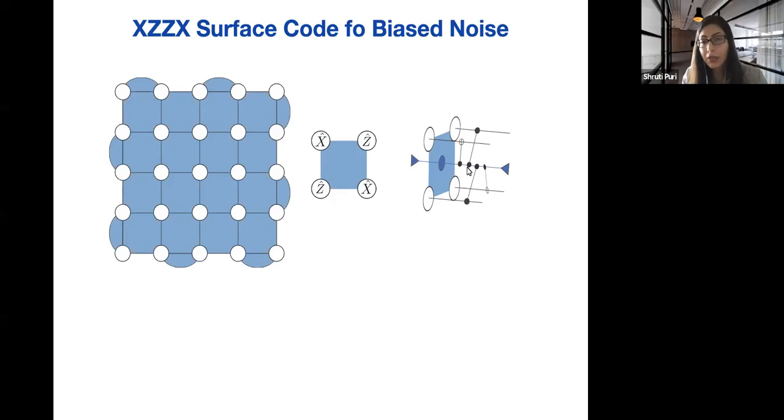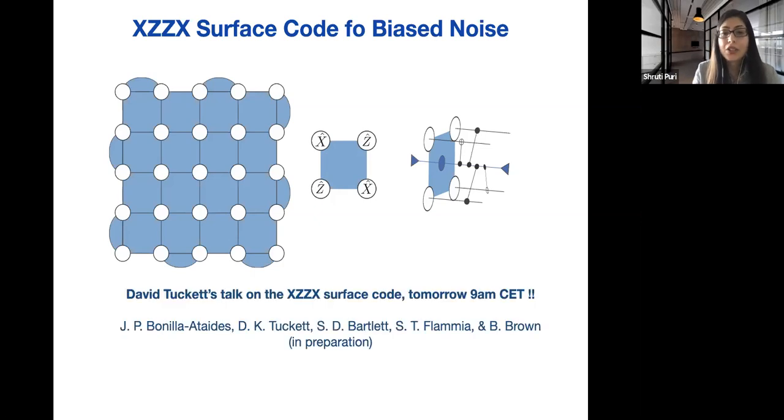You will see very shortly that this has an advantage, because if you think about circuit level noise in these bias noise qubits, the CZ gate is easier to do than the controlled-NOT gate. And so having fewer controlled-NOTs is an advantage. Okay, and again, David is going to talk about this XZZX surface code tomorrow.